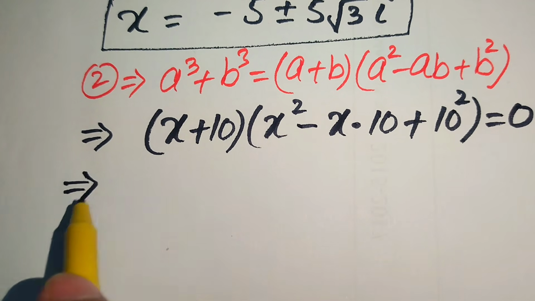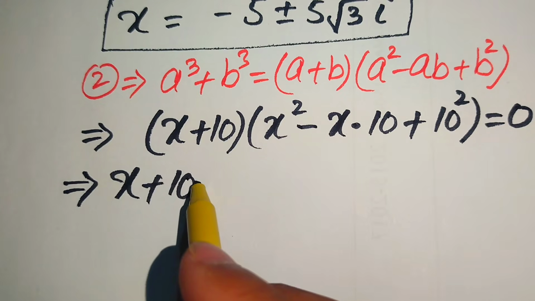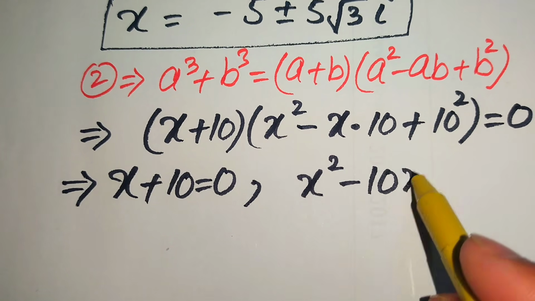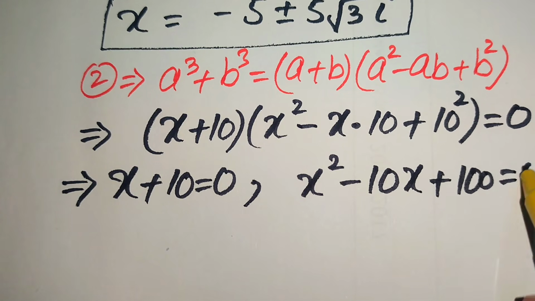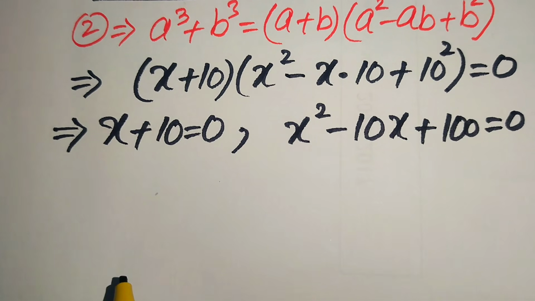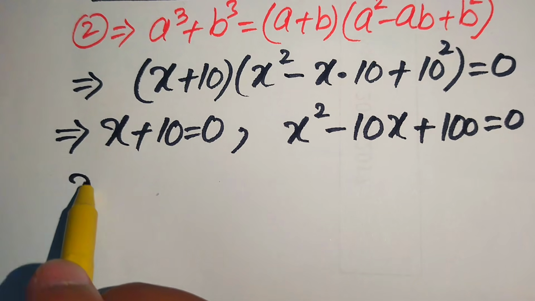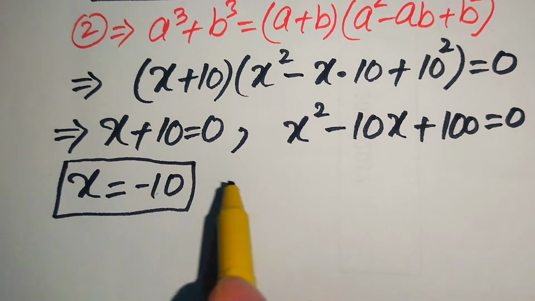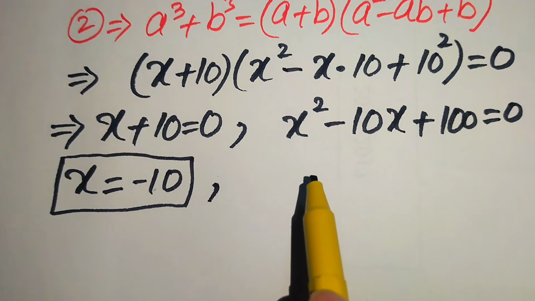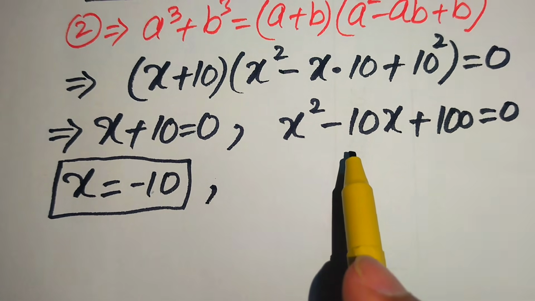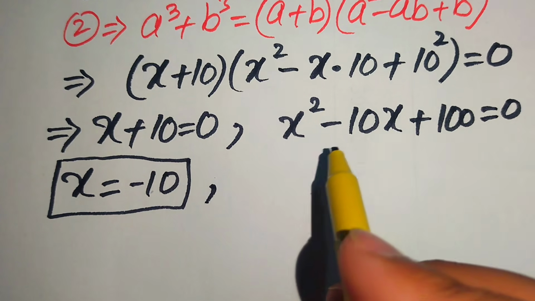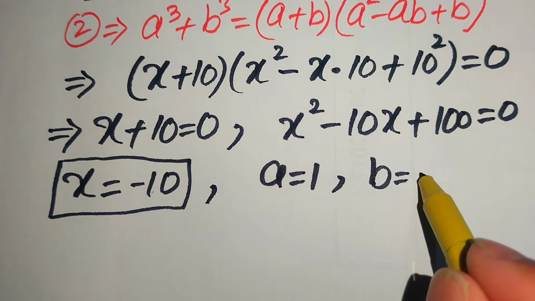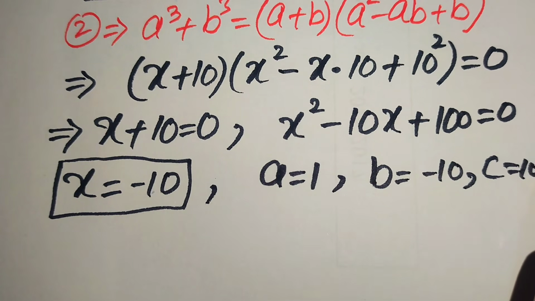Further, we divide this equation into two cases. The first case is x + 10 = 0, and the second case is x² − 10x + 100 = 0. In the same pattern as the first equation, we easily get the value x = −10. This is the fourth root of the given equation, and to get the other roots we need to solve this quadratic equation. So first we write its coefficients: a = 1, b = −10, and c = 100.